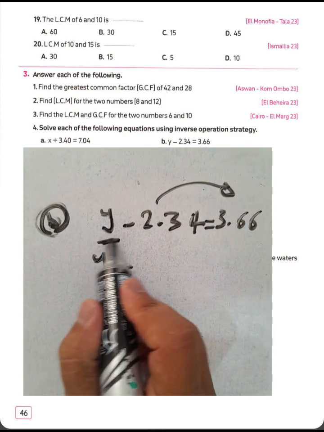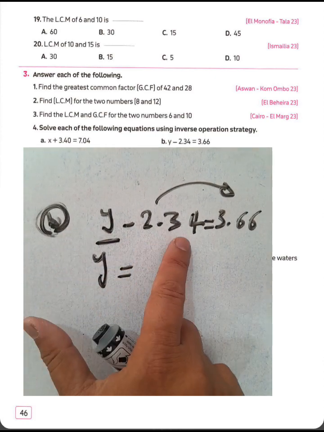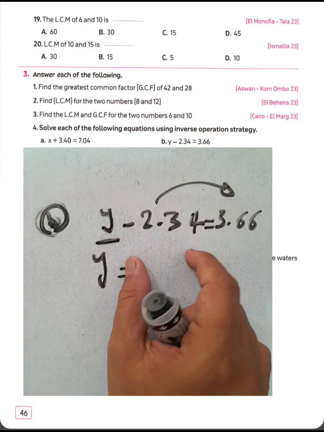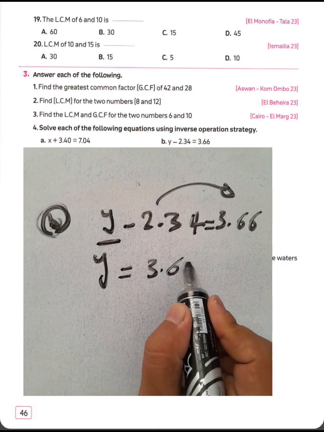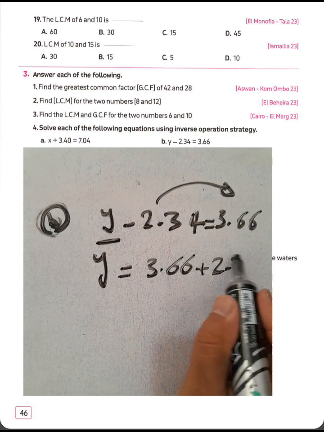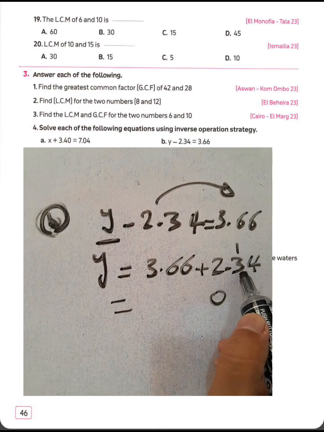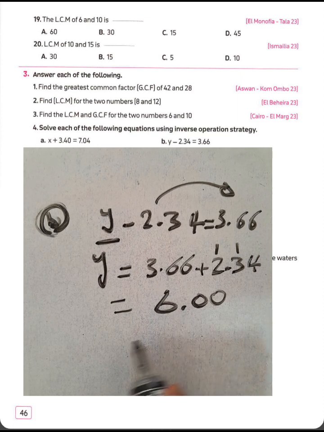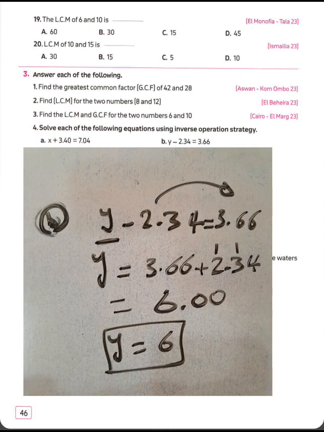We can find here what? The minuend. Subtract by the number here, it will be 3.66. To find the minuend, you must add the subtrahend to the difference, right? 3.66 plus 2.34. 4 plus 6 equal 10, 0 and carry up 1. 3 plus 3 equals 6. Then y here will be equal 6.